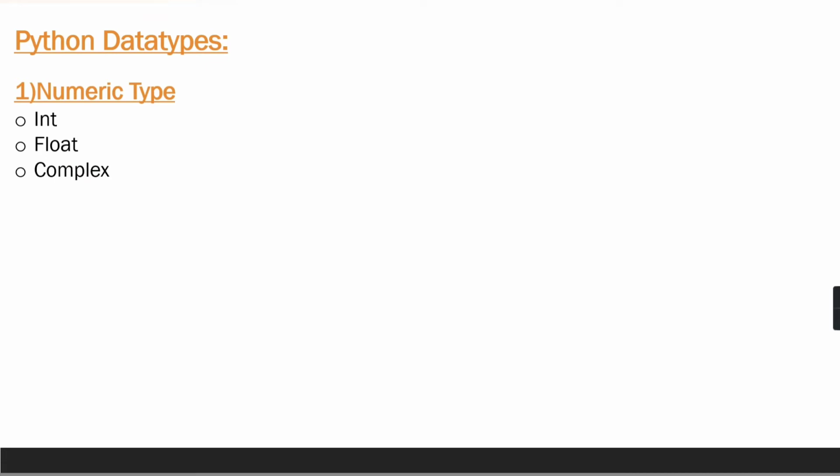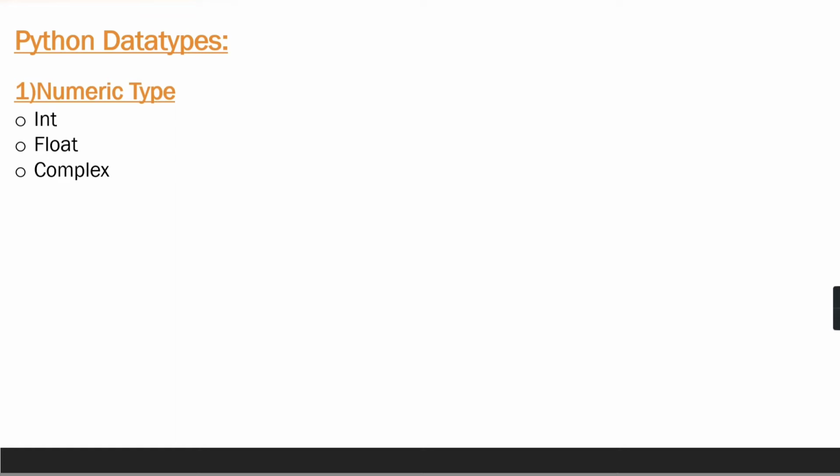There are three different types of numeric type. First one is int, which stands for integer. Second one is float, which is used for decimal values. And third one is complex. Complex numbers are basically in the form of real and imaginary number, which we have learnt in maths. So these are three types of numeric values.